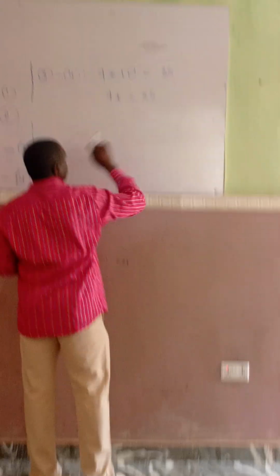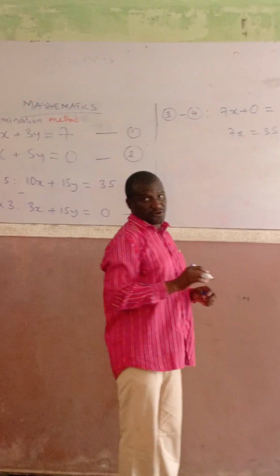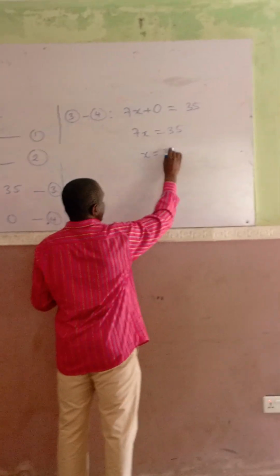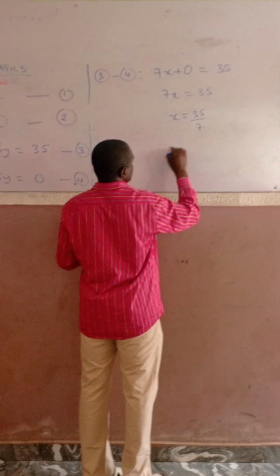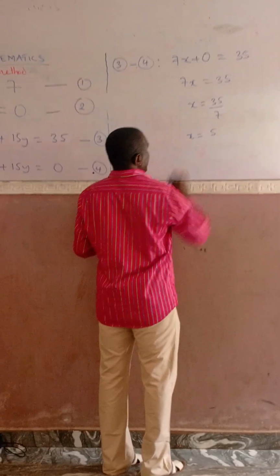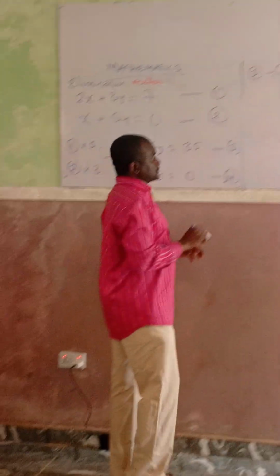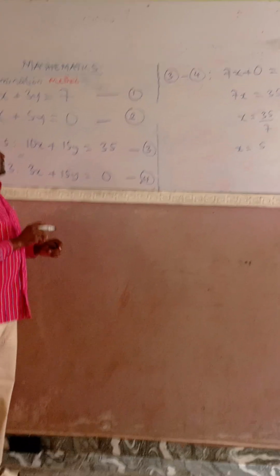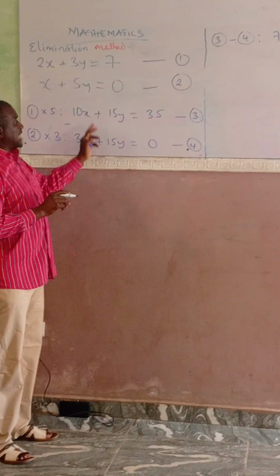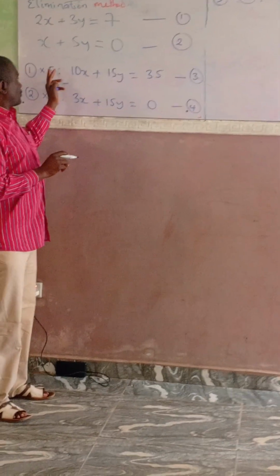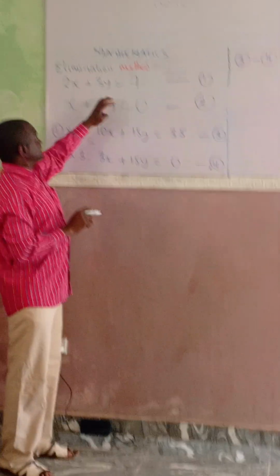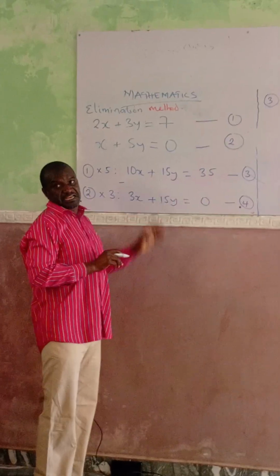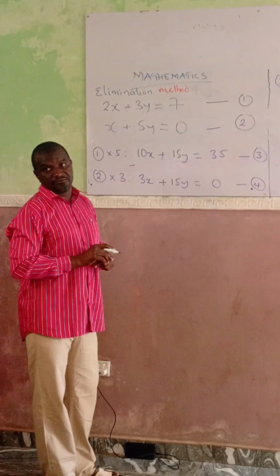Here we divide both sides by the coefficient of x. So x equals 35 divided by 7. So x equals 5. Now the next thing you have to do is look at these 4 equations. These two equations are multiples of 3, 5 and 8, so it's easier to substitute in any of these. But even if you substitute here, you still have the same value of y.